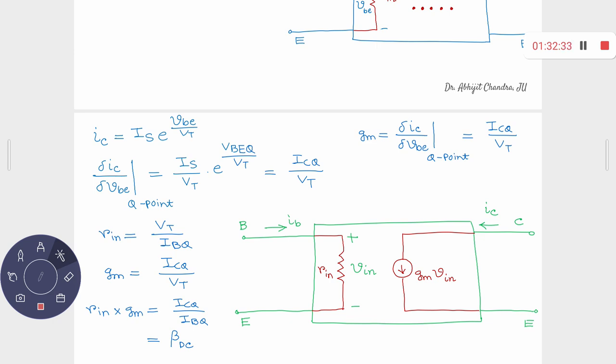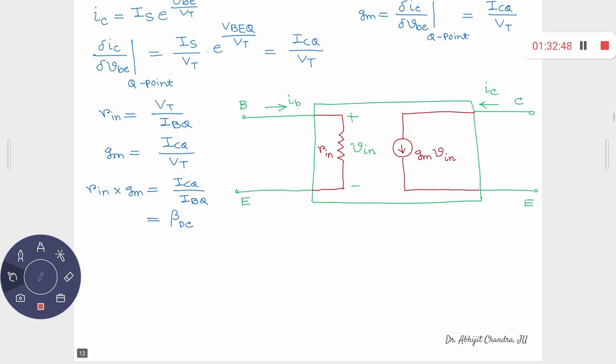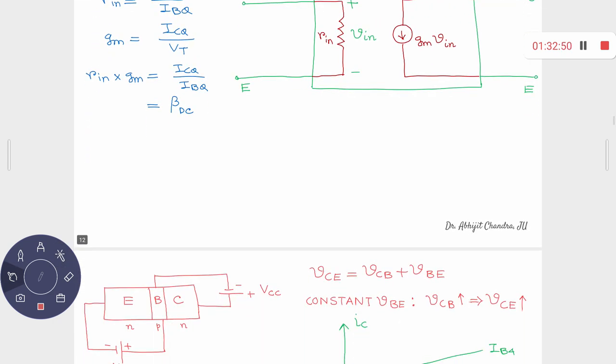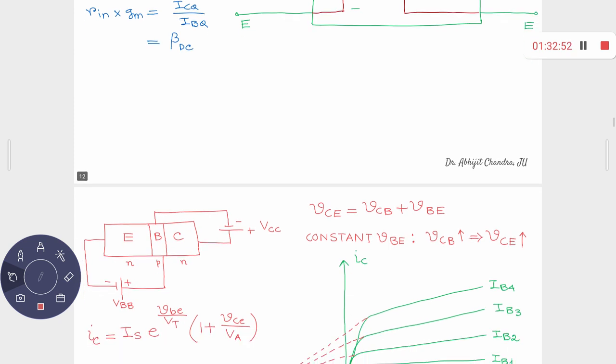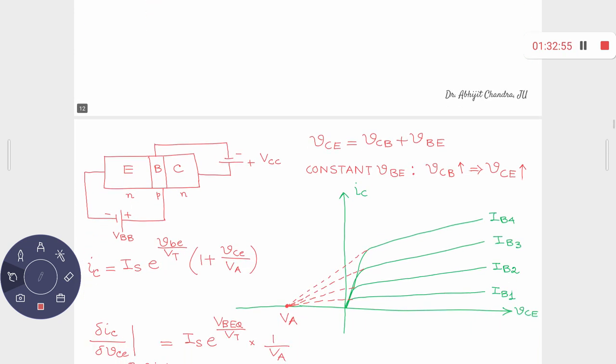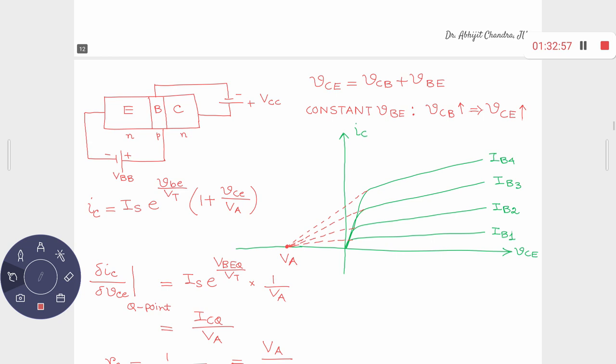Can you expect that the collector current depends on the collector emitter voltage? Yes or no? Yes. And that signifies base width modulation in the case of BJT, and for MOS it is known as channel length modulation. We have discussed this one hopefully while considering the working principle of the transistor.